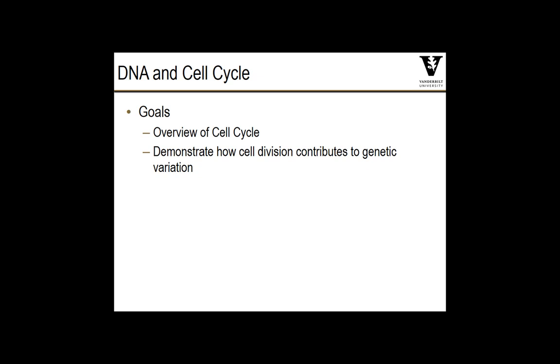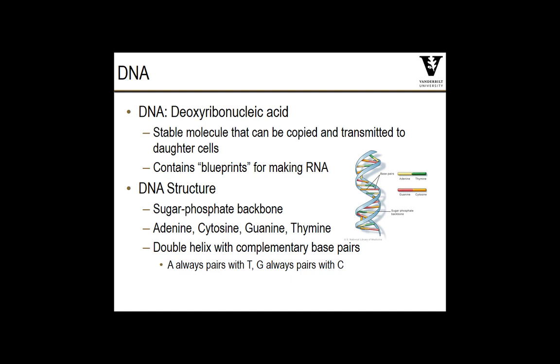So I'm going to start out really briefly, and I'm sure this is a review for most people in this room. But DNA is deoxyribonucleic acid. It's a stable molecule that can be copied and transmitted, which is really important, the stability of it. And it can be transmitted to daughter cells. It contains the blueprints for making RNA, so you're going to hear a lot about us talking about DNA to RNA to protein this week.